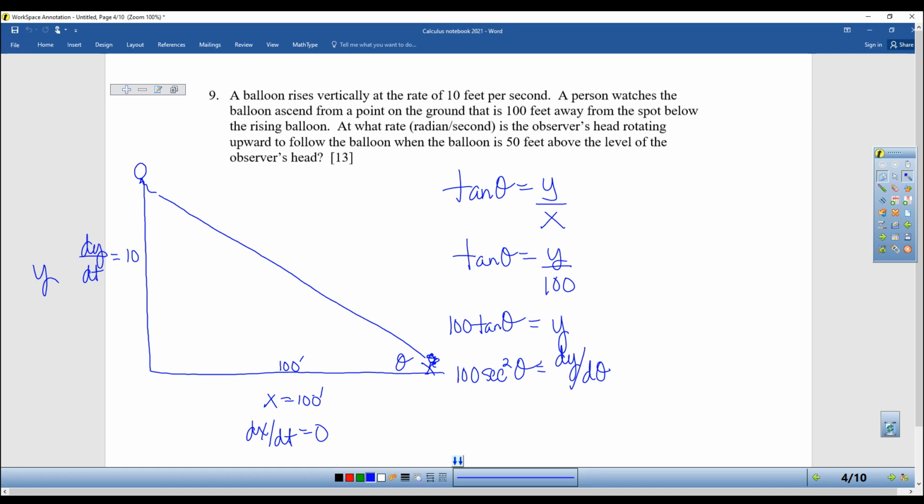So what else do I need? I have a chain rule going on here. So let's see, what do I have? I have dy/dt, I have dy/d theta, and what are they asking me to find? At what rate is the observer's head rotating? They want the rate of change of theta. They want to know how theta is changing. So can I put these 3 things together to make a chain?